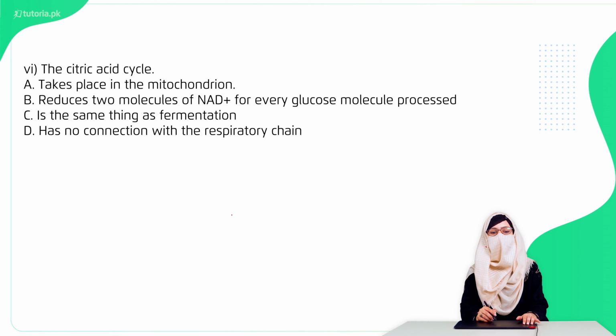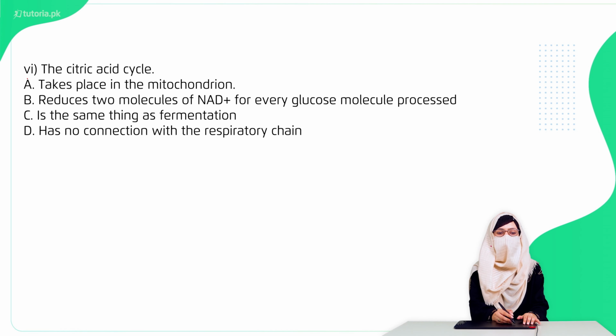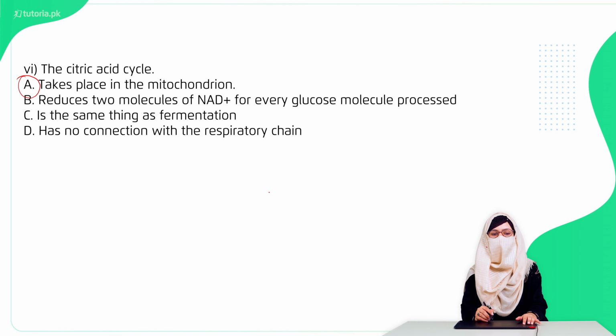Sixth है: the citric acid cycle, option A takes place in mitochondria, option B reduces 2 molecules of NAD for every glucose molecule processed, option C is the same thing as fermentation, option D has no connection with the respiratory chain. The right option है option A, that is, takes place in mitochondria.